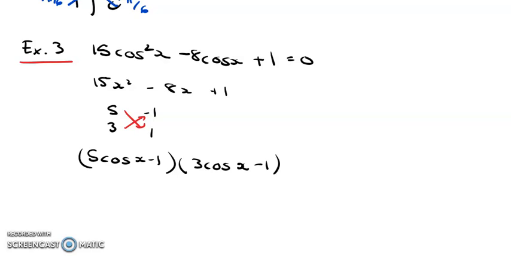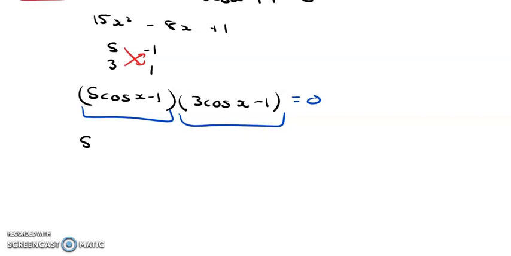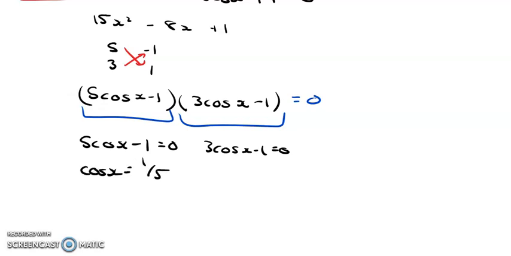All right, so now that I have this, I am going to go ahead and solve each of these products. So again, I'm setting each of these equal to 0. So I have 5 cosine x minus 1 equals 0, and 3 cosine x minus 1 equals 0. I solve for cosine x. I get cosine x equals 1 over 5, and then cosine x equals 1 over 3.